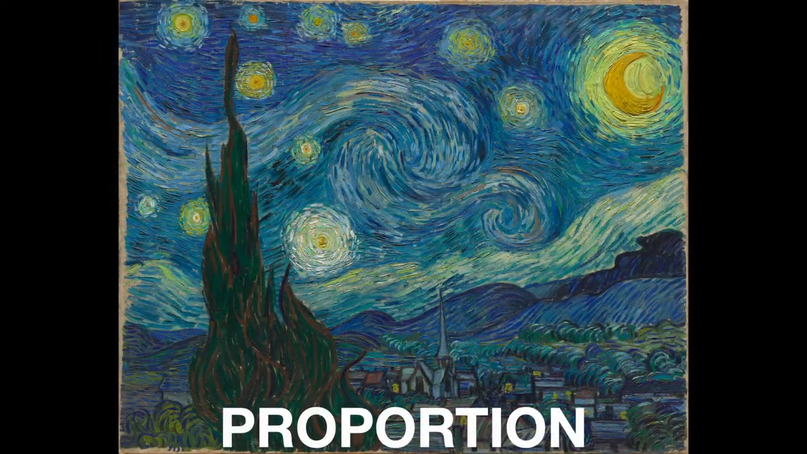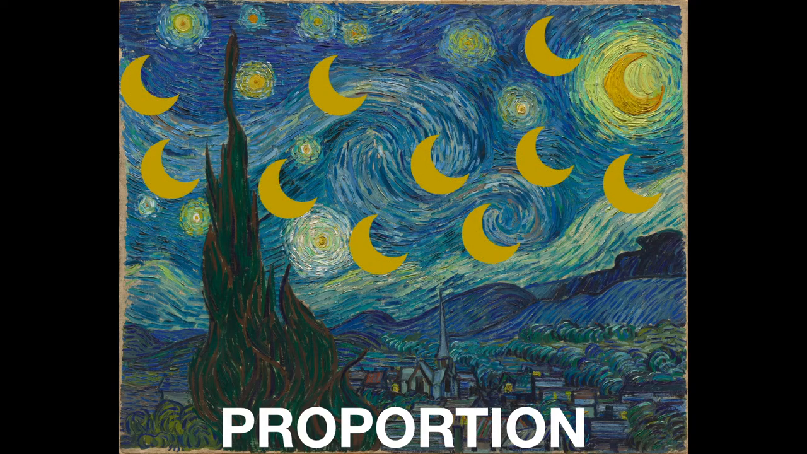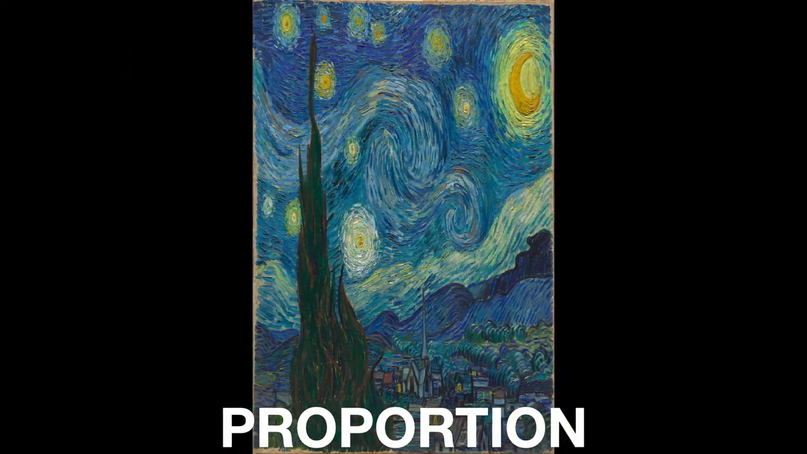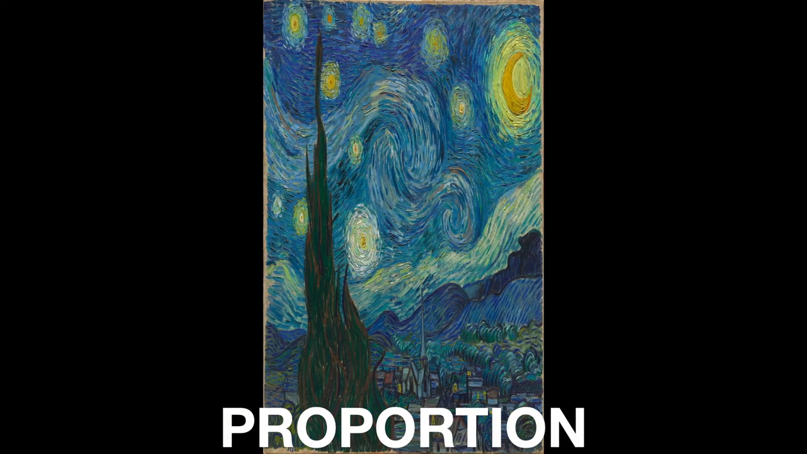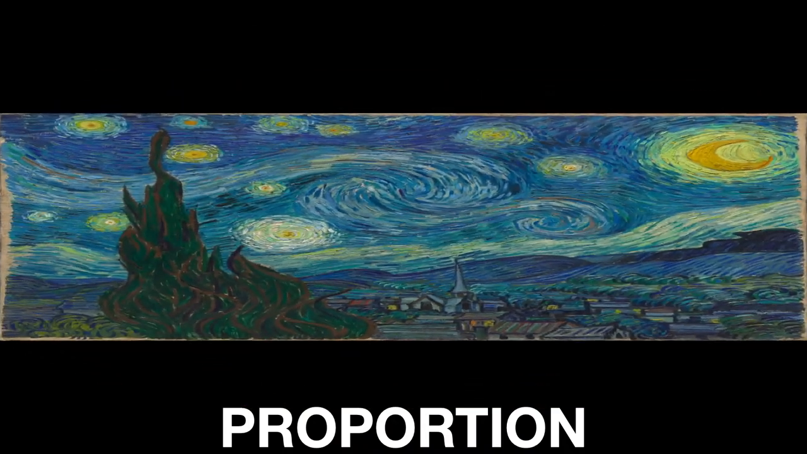And now we come to the principle of proportion. Proportion can be a size or numeric relationship of parts to a whole or parts to parts. Oh, look, I've evened out the proportion of stars to moons. And in terms of dominance of majority, emphasis of minority, the painting just got way less interesting. I can change the height to width proportion.